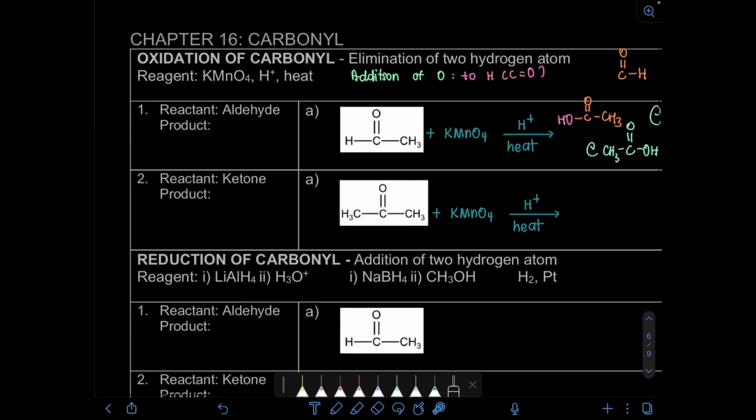Okay, cuma on your notes tu tidak ada pasal KMnO4, H plus, heat. Please add in. Okay, so bila kita oxidize aldehyde, we're going to form carboxylic acid. So that's why lah COOH.